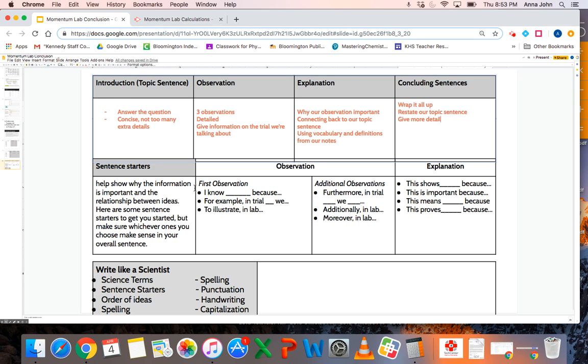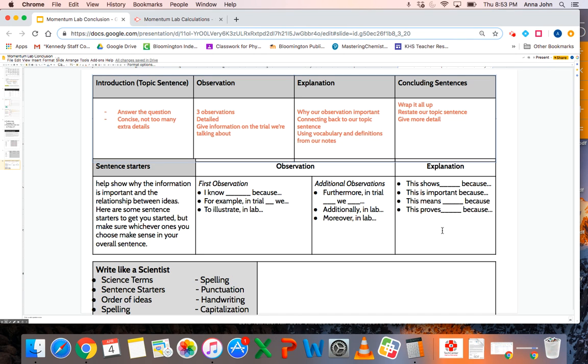We want to make sure that the sentence starters kind of help us to show why the information is important, but we want to make sure overall that they make sense. So sometimes when you guys choose sentence starters, you're just picking one out of the box, but make sure that you're reading it back and that it fits for the scenario that we're using. So observations, remember we talk about the trial that we're using and what we've done in lab. We're going to do 3. So this might be for a first observation, and then there's additional observations.